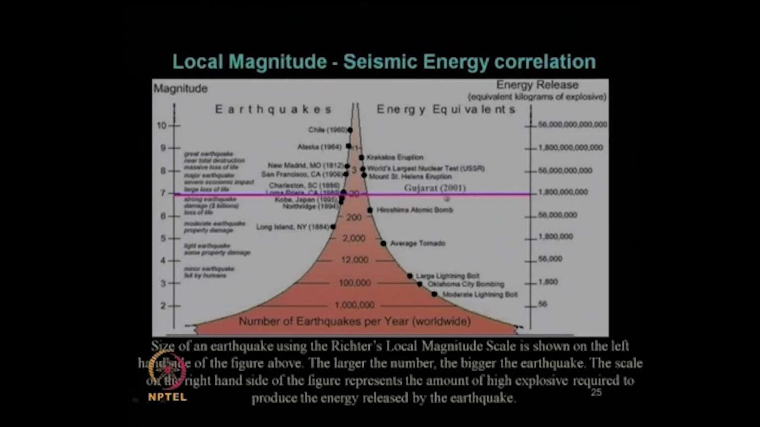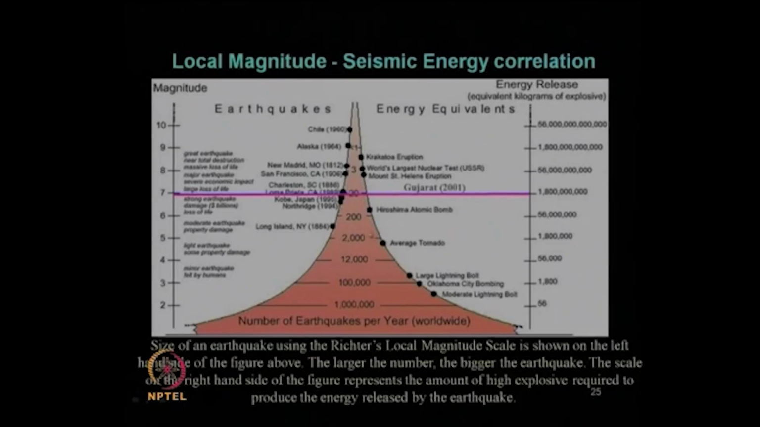So, our Gujarat earthquake of 2001 falls here, which is equivalent to millions of kilograms of explosives you need to burn to get that much energy released, which will give you an earthquake shaking of a magnitude of about 7. So, you can realize how much energy is actually released during an earthquake. It is so huge, so devastating.